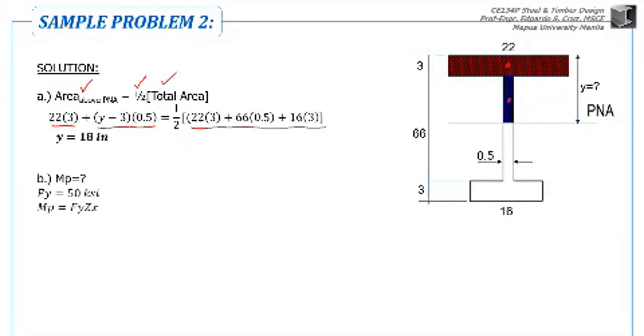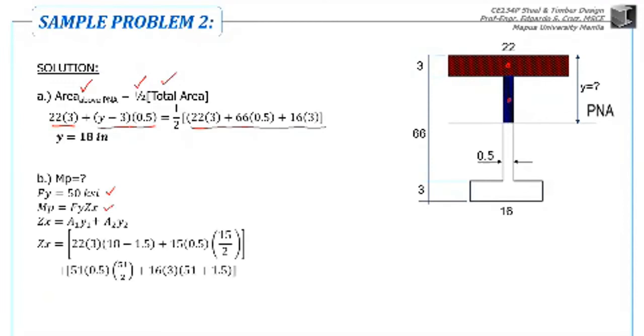Again, plastic moment is equal to Fy times Zx. Yung Fy given na 50 KSI. Kung gusto mo i-convert siya to megapascal, times mo lang ng 6.9. So basically, ang problema natin dito yung Zx. Yung Zx is statical moment of area. Since alam na natin yung PNA about x-axis, kaya natin masolve na ngayon yung plastic section modulus: A1, Y1 plus A2, Y2.